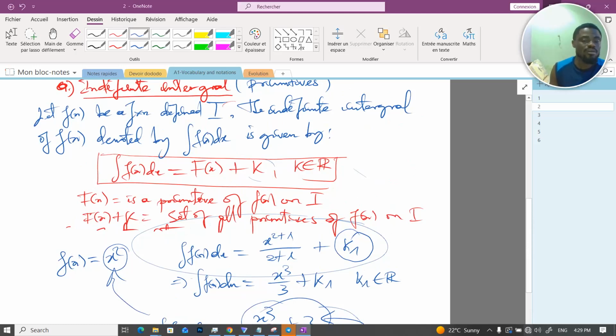Donc, quand on te dit de faire un primitif, ne fais jamais l'erreur de donner la réponse sans mettre un constant of integration. Si tu ne mets pas le constant of integration, ta réponse est fausse. Ta réponse est simplement fausse.